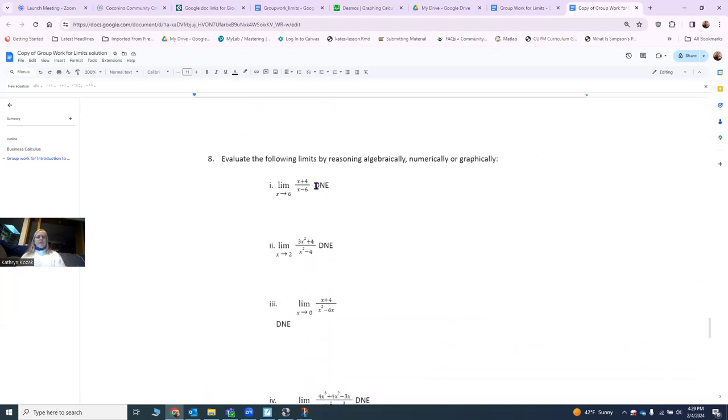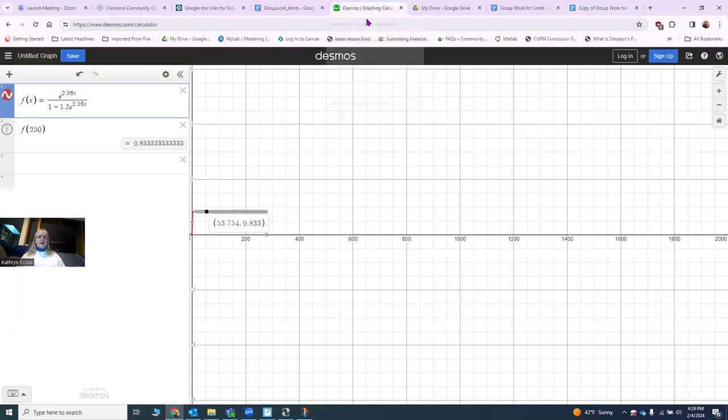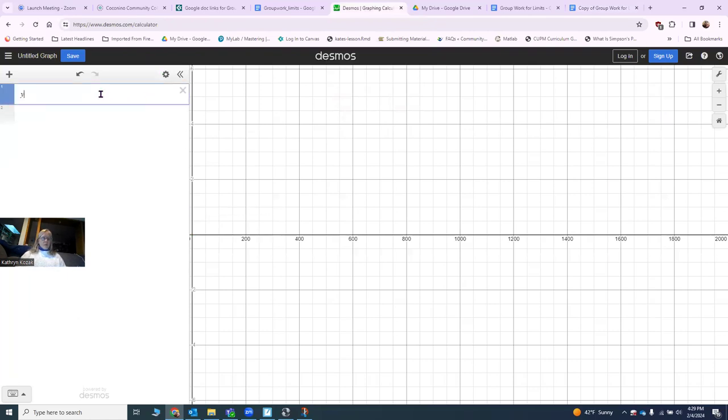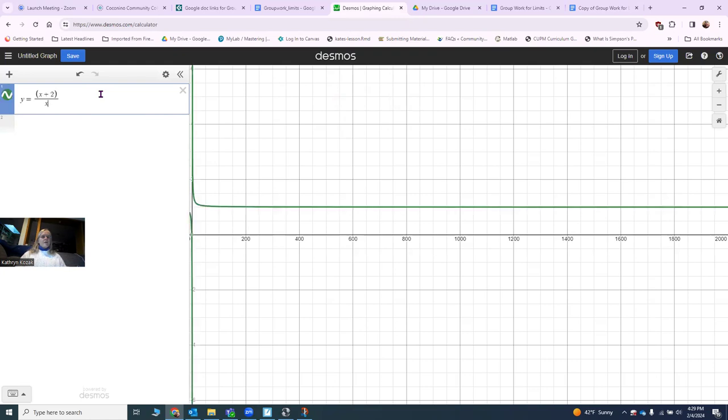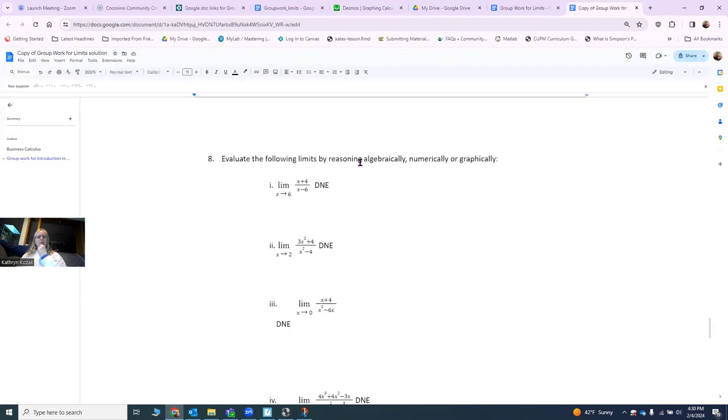The last thing is to evaluate these. I think the best way to do this is to graph them. So we're going to go ahead and graph y equals x plus 2, divided by x plus 6, I think it was. Let me make sure. Oh, x plus 4 over x minus 6. Apologize.